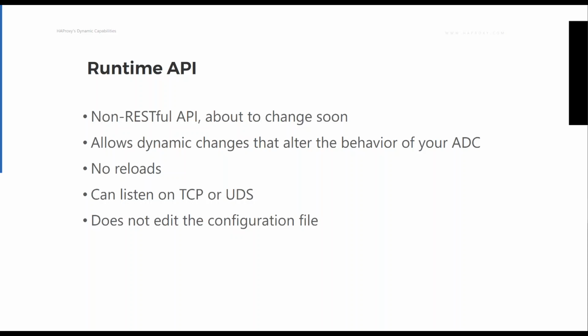So as an example, what can we do with the Runtime API? There's a vast number of things that it can perform. It's not just changing stuff, it's also getting information, reading some internal states of HAProxy. It's also very useful in troubleshooting, as we'll see later. But most people focus on what it can edit.